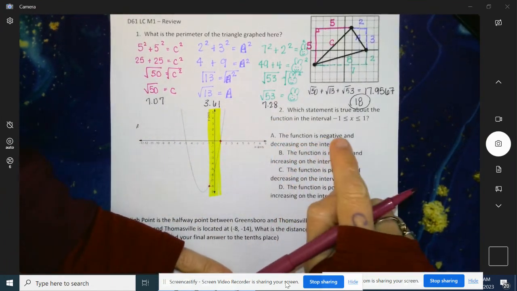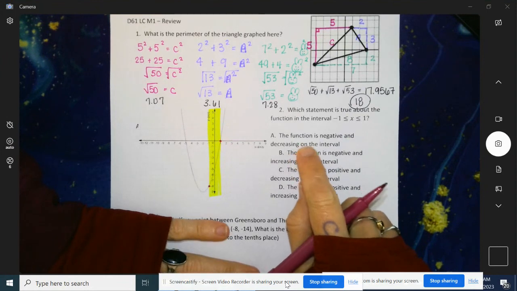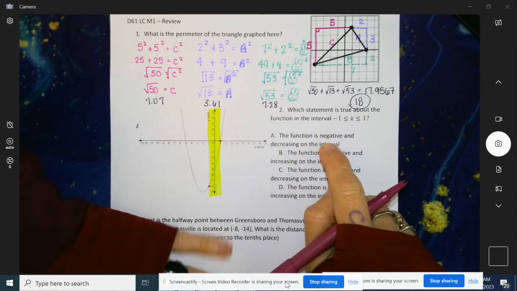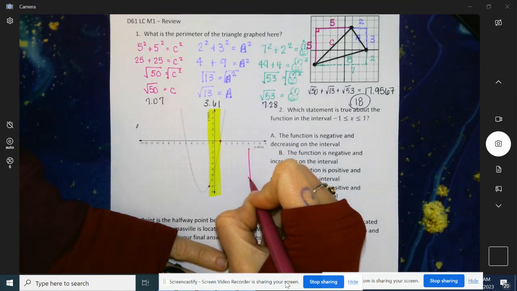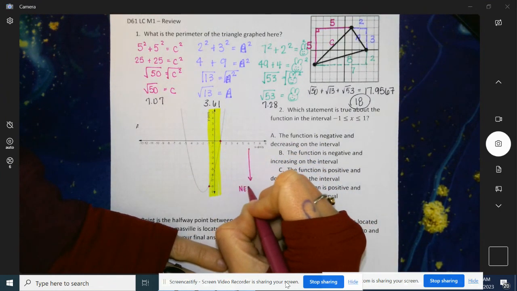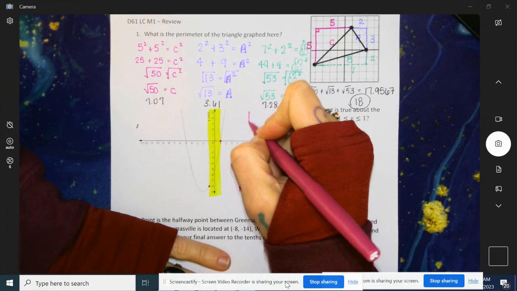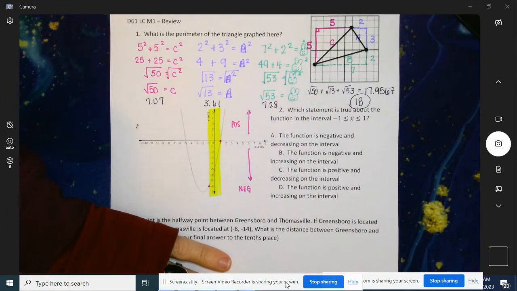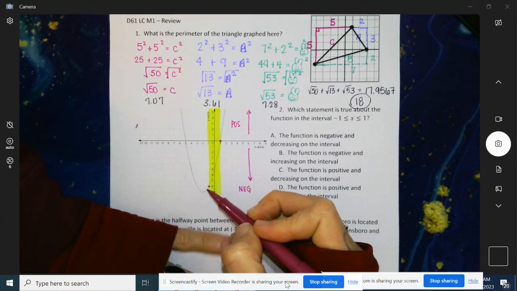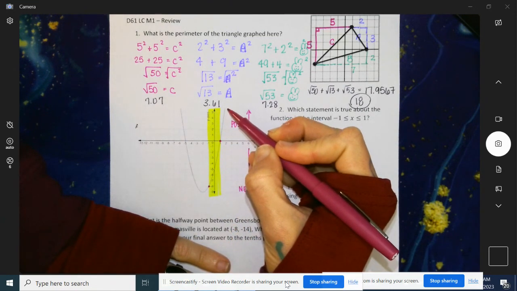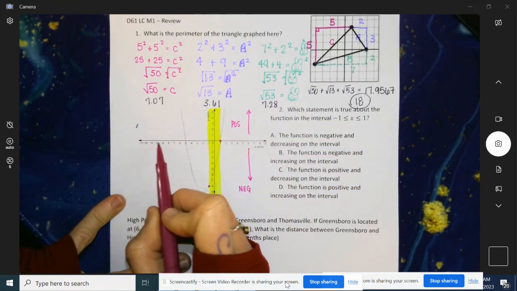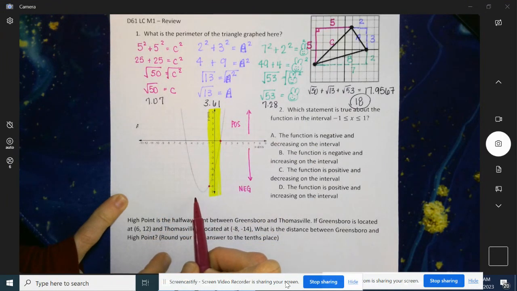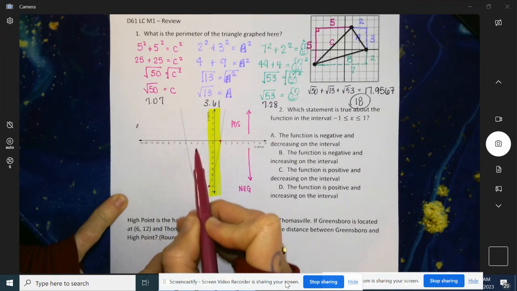Is the function negative and decreasing on the interval, so the interval being -1 to +1. Negative is below the x-axis. This is your negative area. Positive is above the x-axis. Increasing means as my x increases, the y increases. Decreasing means as the x increases, the y decreases. So as the x gets bigger, y gets smaller.